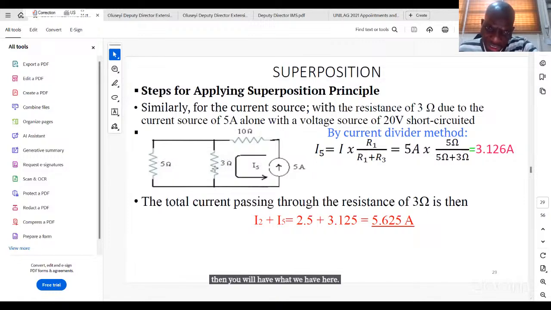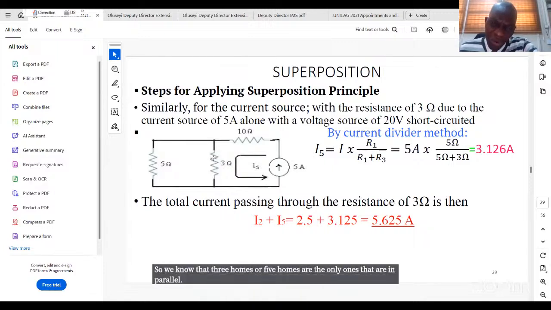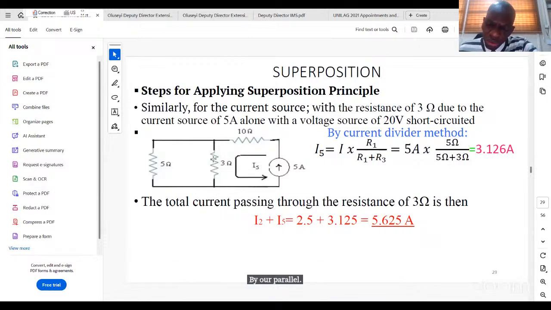So the 5 ohms is in parallel with 3 ohms. You may not easily know that until you are moving from this current source. And when you get to this junction, or this node, you have a decision to make, either to go to 3 ohms or to go through the route of 5 ohms. So you will know that 3 ohms and 5 ohms are the only ones that are in parallel. And by our parallel circuit principle, you will apply it in such a way that you'll be able to get my voltage divider method. So your voltage divider method, which I revisited at the initial stage of this lecture, is what we applied here.